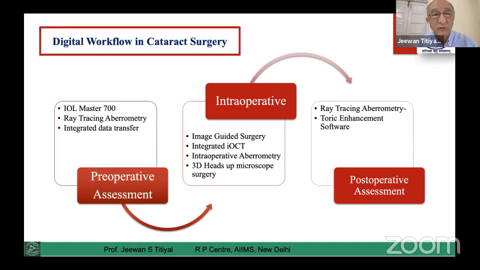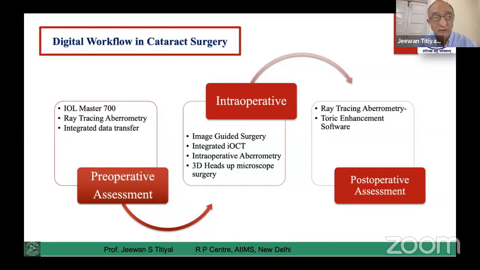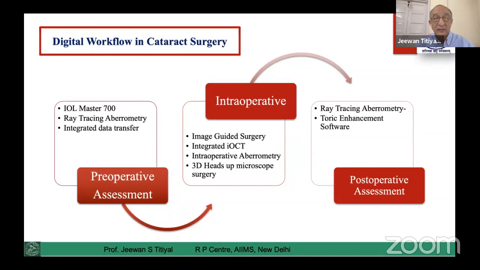If you look into the digital workflow in cataract surgery, it has three parts. If the three can be aligned or integrated together, definitely the outcome will be better. In the pre-operative assessment, as Dr. Kudlu was talking about, we are looking for good biometry. IOLMaster 700 is the ultimate now. Ray tracing aberrometry assesses the aberration profile of a patient, and integrated data transfer goes to the operation theater to help intraoperatively.